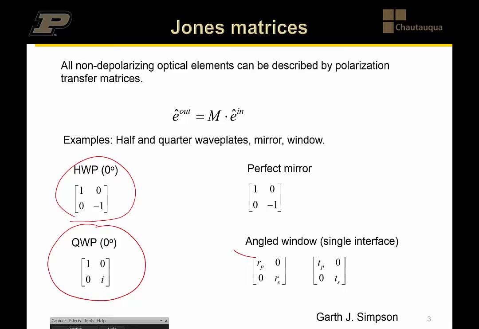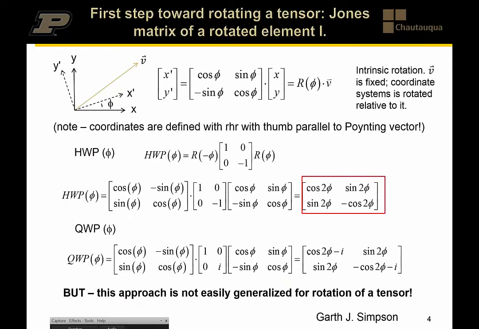And an angled window, or an interface, has two Jones matrices, one describing the reflected component and one describing the transmitted component. And this is a very general form. As long as there's no mixing between the P and the S, then it's just a diagonal matrix with the reflection and transmission coefficients along the diagonals. So those are not nearly as useful or as interesting as the Jones matrix for a rotated wave plate, for example.